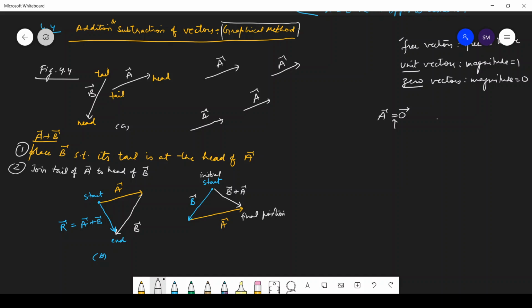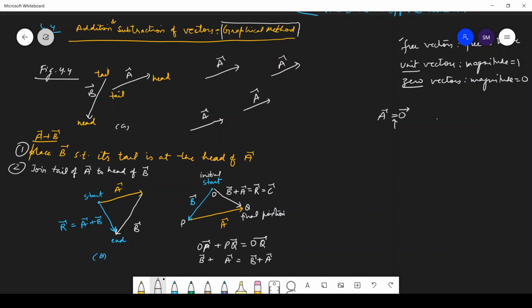You can also give names to these points. This is O, this is P, this is Q. So O is your initial position, and you move towards P, so OP plus PQ, and the resultant is vector OQ. So you can write it like this, or you can write vector B plus vector A. Some of the time we also name it vector R or vector C as resultant, so that's also fine.